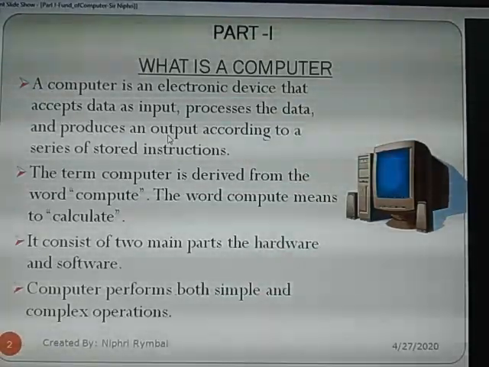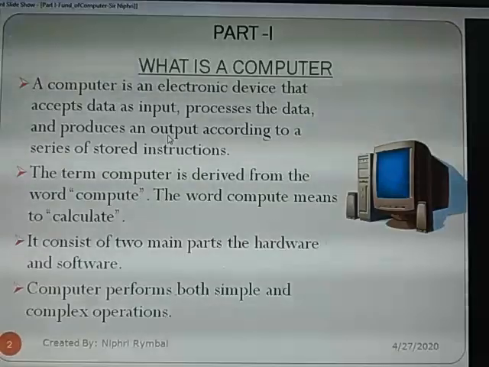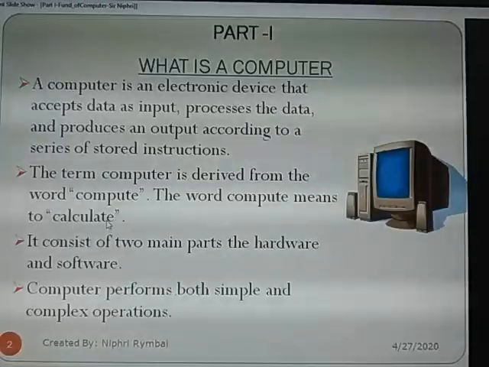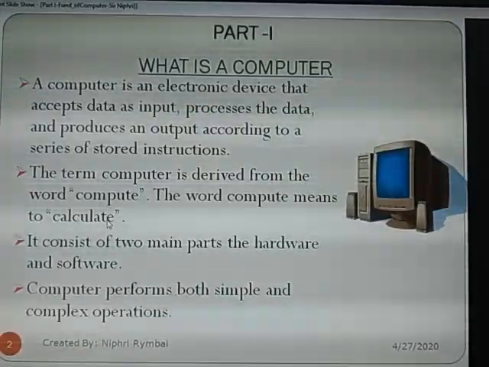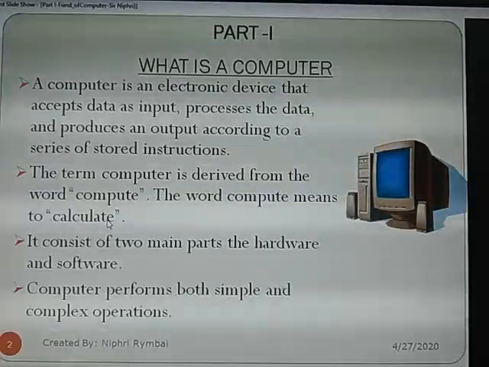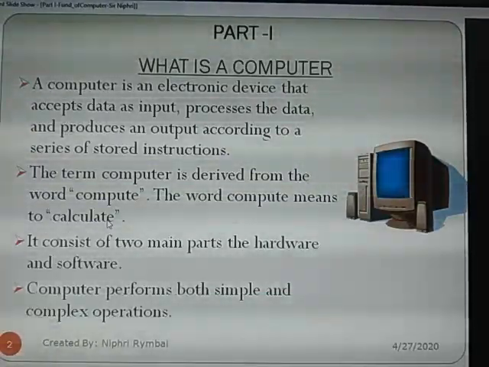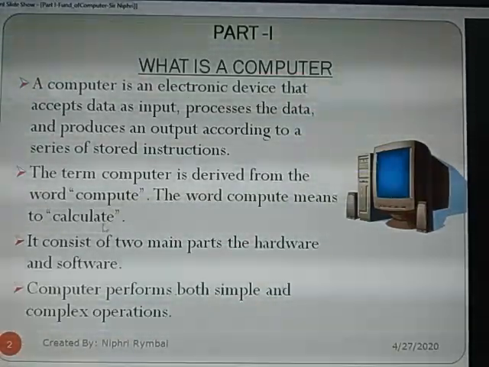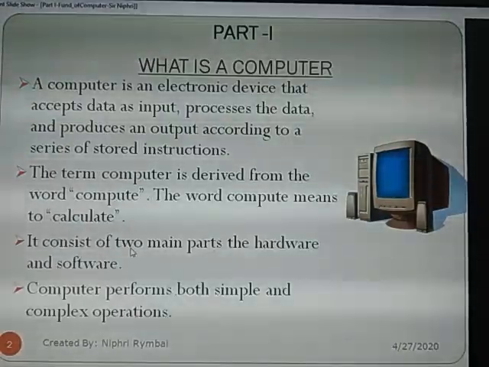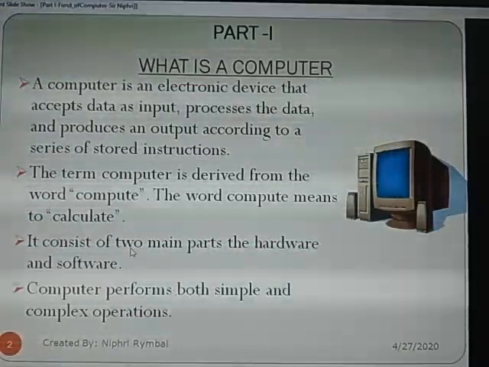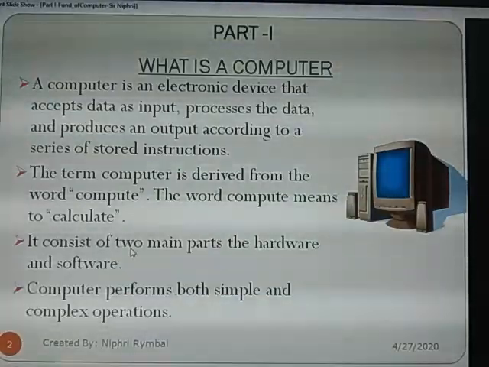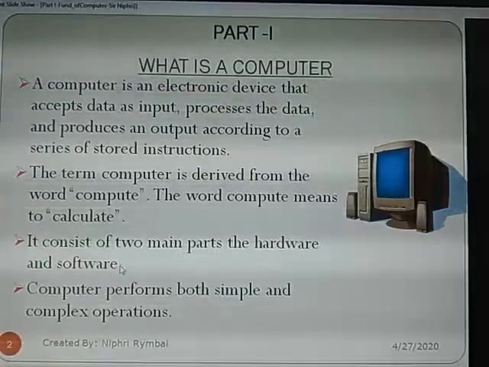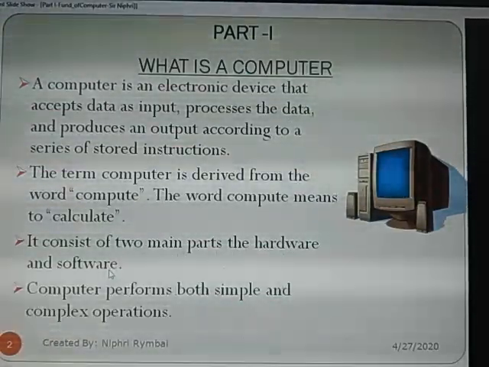The term computer is derived from the word compute, which means to calculate. So therefore, a computer is an electronic machine which performs tasks by doing calculation internally. Whenever we talk about computer, we have to also remember that it is mainly made up of two main parts: the physical part, which is called the hardware, and the abstract part, which is called the software.